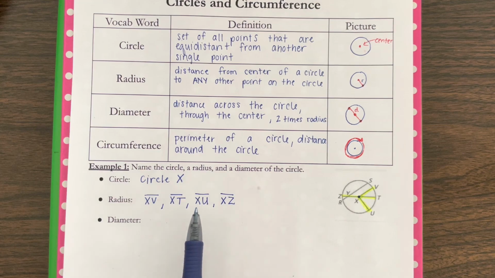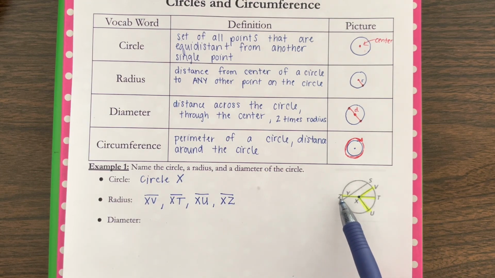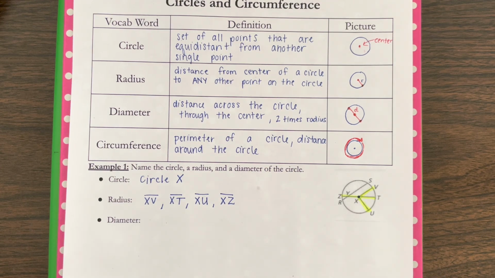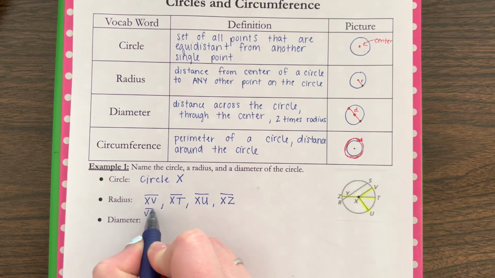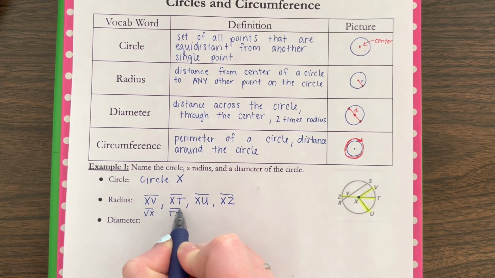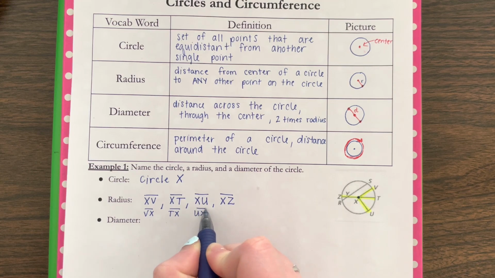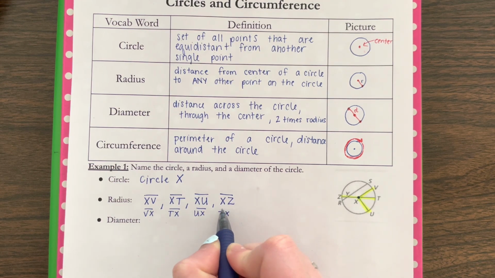Now, whenever we name a line segment, we can go from the outside in or from the center of the circle out. It doesn't matter which way you name it. So we could also name them VX, TX, UX, or ZX. Those are also the same.